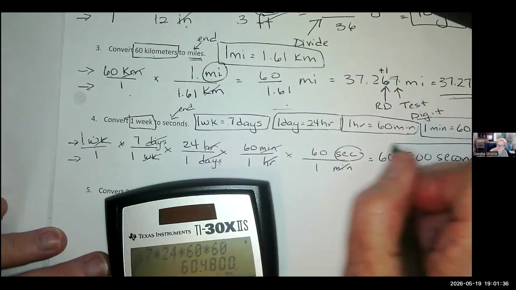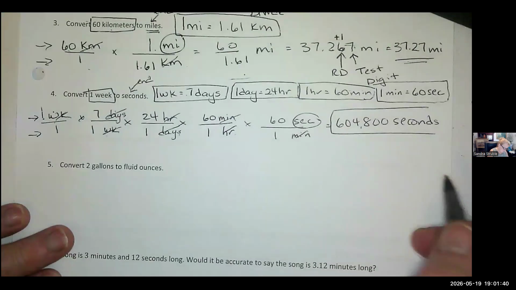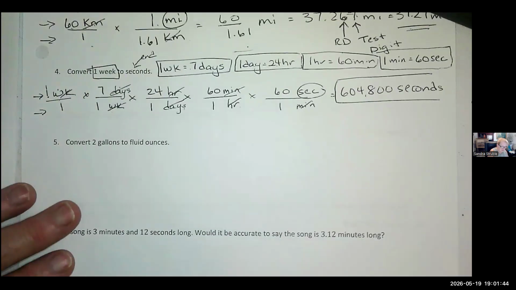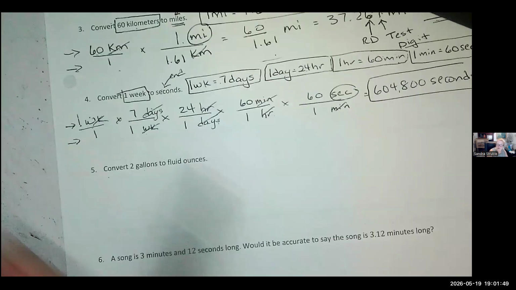Okay. You have to have the unit. Otherwise, it has no meaning. The next one is converting 2 gallons to fluid ounces. Well, in this one, we're going to look at our volume. And this is, again, US volume for gallons to fluid ounces.